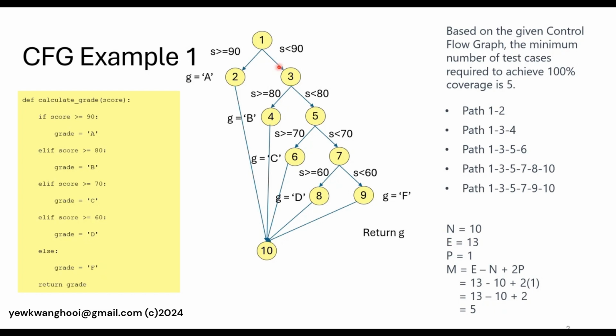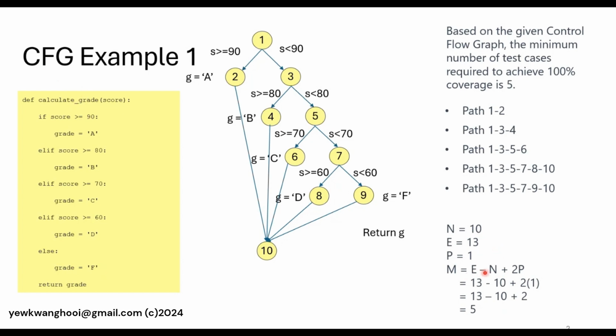And then the edges, you have to count the arrows. 1, 2, 3, 4, 5, 6, 7, 8, 9, 10, 11, 12, 13. So we have 13 arrows, or edge 13. Now, P here is the number of programs. Here, we have only one program, one entry point, right? So P is apparently 1.